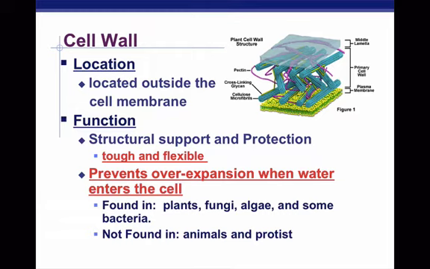And so plants have a cell wall. Fungi have a cell wall. Some protists, such as algae, and some bacteria have one too, but it is not found in animal cells or other protists.